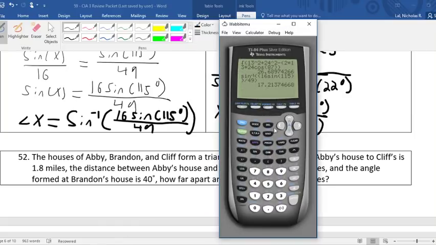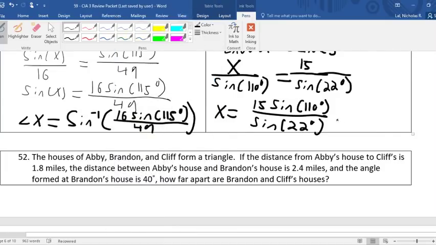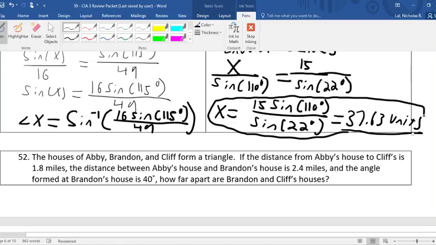So I'm going to take my calculator and find 15 times the sine of 110 divided by the sine of 22. That should give us a side length of 37.63 units. We don't have feet or inches for length, but this is the length of x. Alright, so that is problem 51.